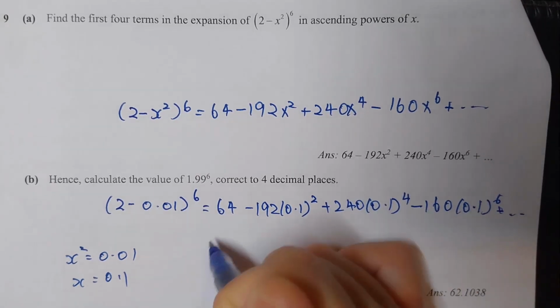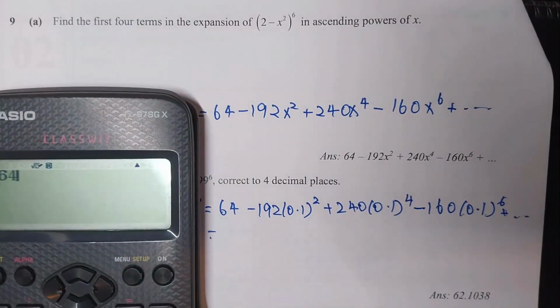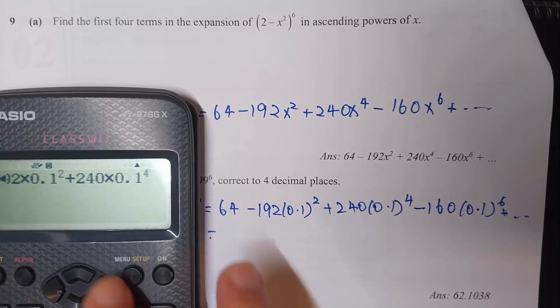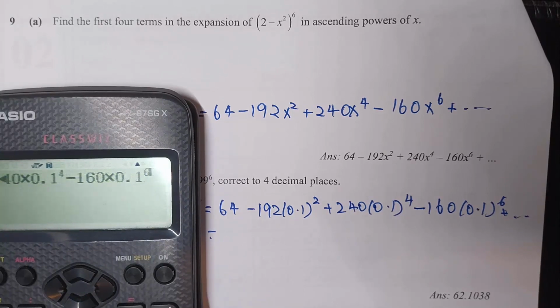and input the value into the calculator. 64 minus 192 times 0.1 squared plus 240 multiplied by 0.1 to the power of 4 minus 160 multiplied by 0.1 to the power of 6. And we have 62.1038.